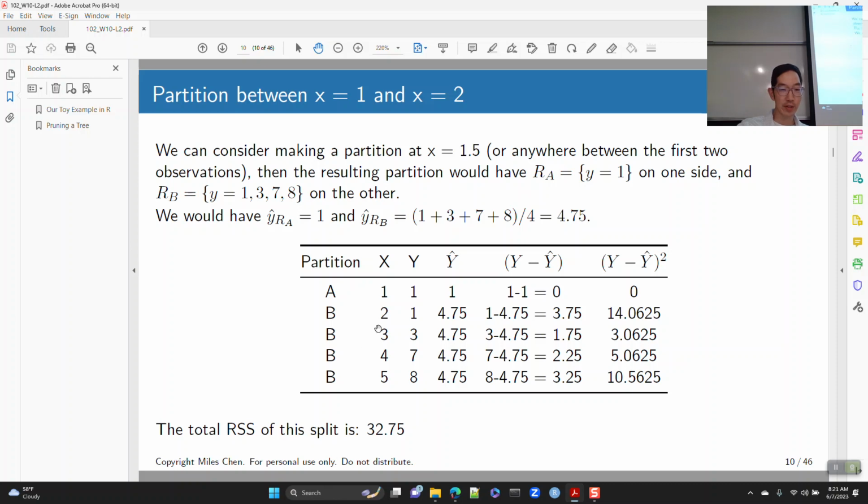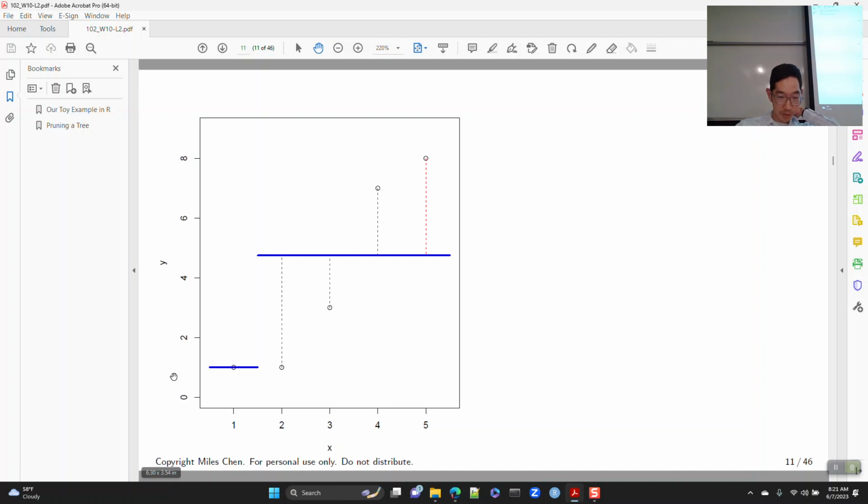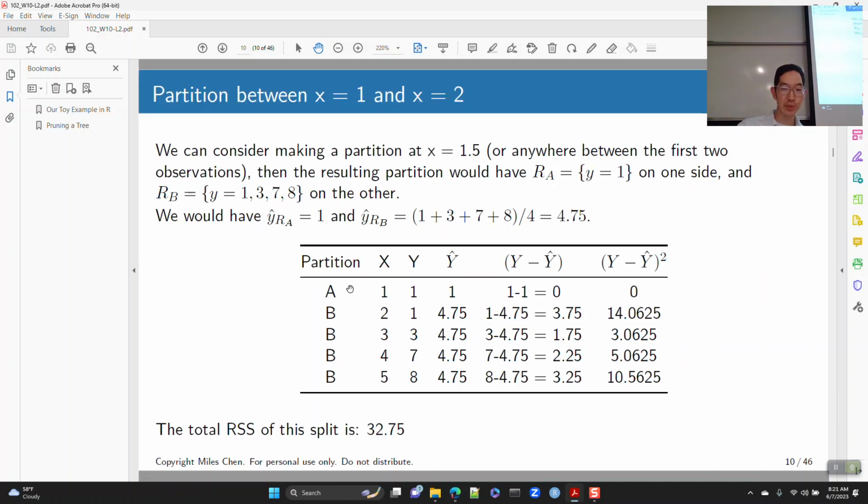And then for the other 4 values, we have 1, 3, 7, 8, and the average of those is 4.75. We ask what the RSS is here, right? No residual here, a bigger residual here, smaller residuals over here. When you square all of those residuals, you get an RSS of 32.75. Okay.